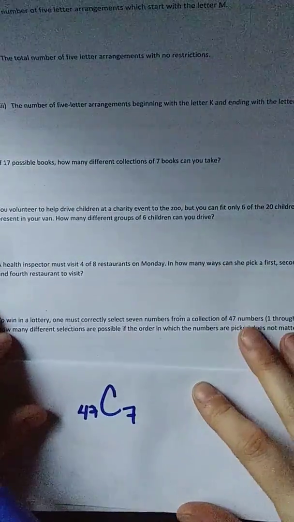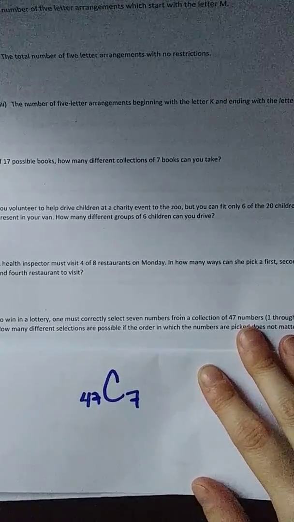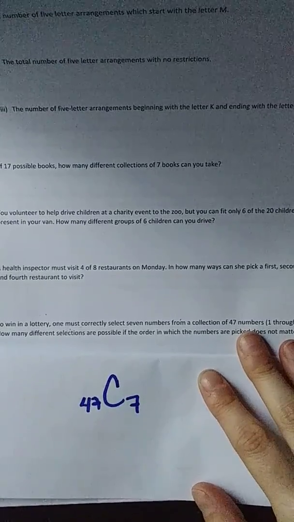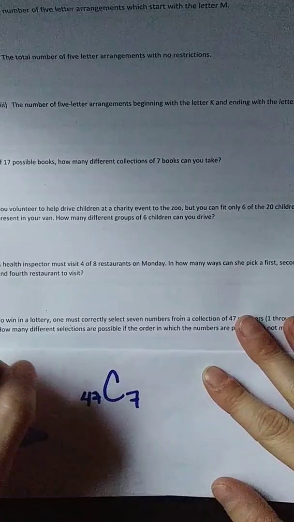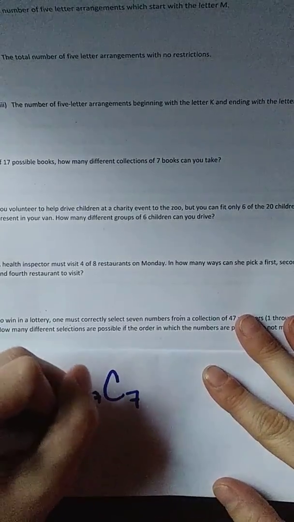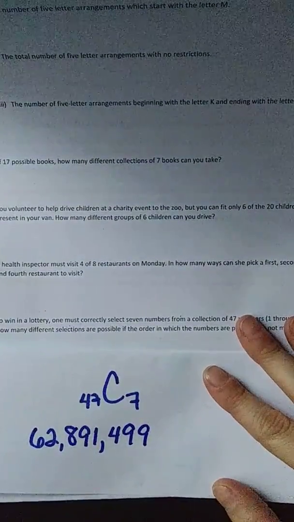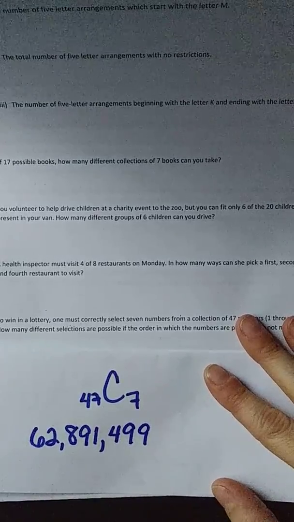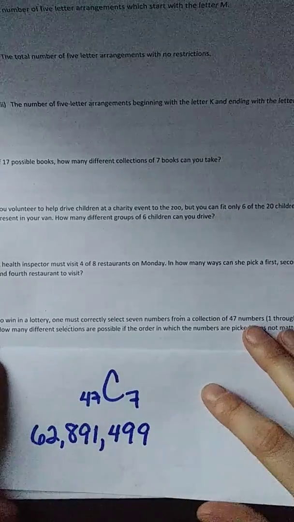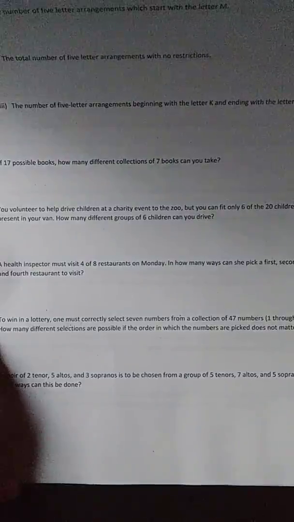So let's see how likely it is that we're going to win that lottery. So 47 total numbers, and we are going to choose 7. We'll type that in the calculator. And wow, it doesn't look like we're going to win. Our total number of options here is 62,891,499 ways that we can choose these numbers. So our chances to win are probably 1 in 62,891,499. Not very likely. Let's go ahead and push through and work on the last question here.